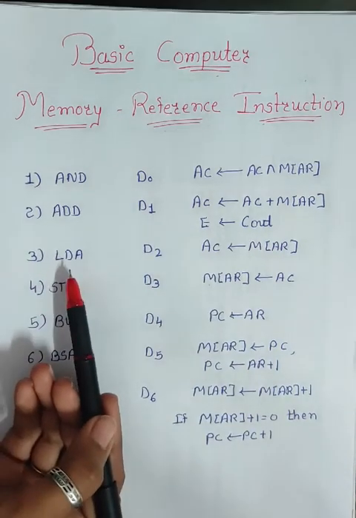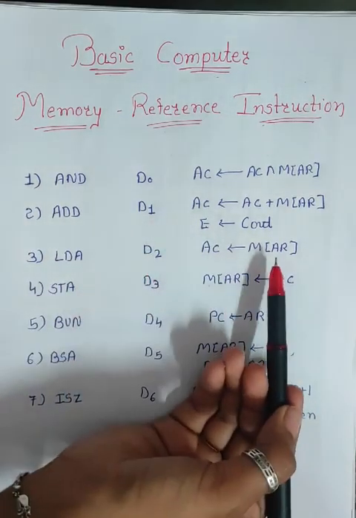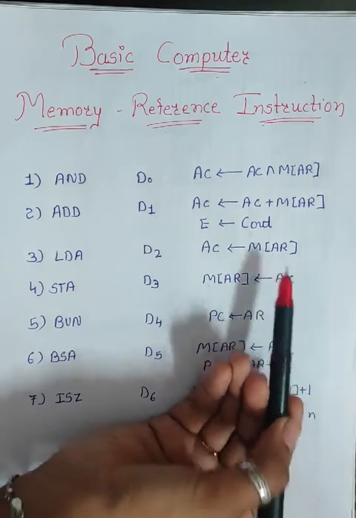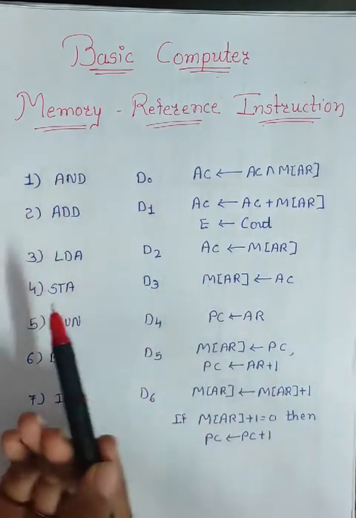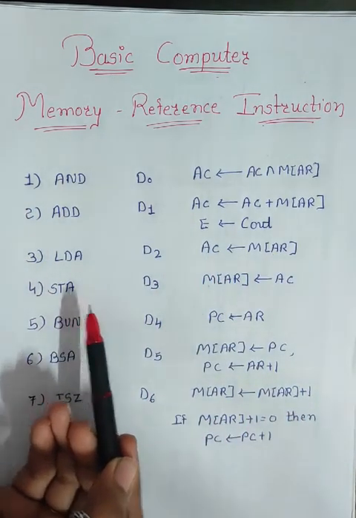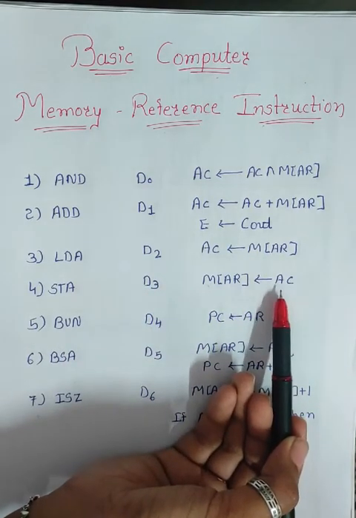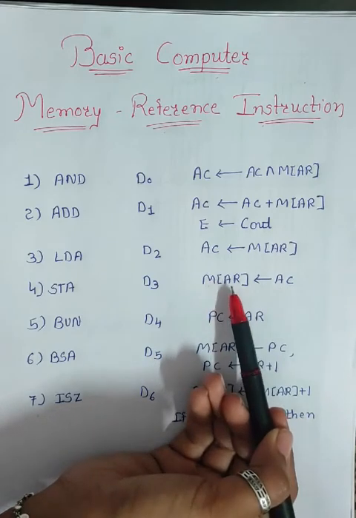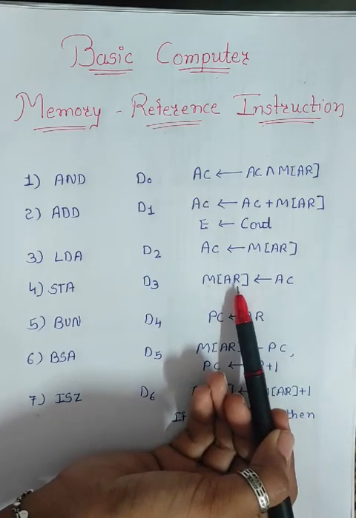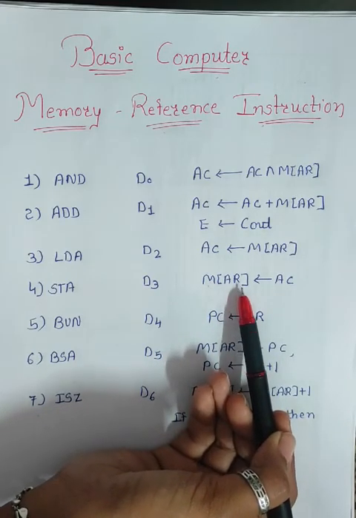LDA, that's a load. The D2 signal is for that. It will load the data from the memory to the accumulator. STA, that's a store, with the D3 signal. We are storing the data from the accumulator to the memory at a particular location, and that location is given in the address register.